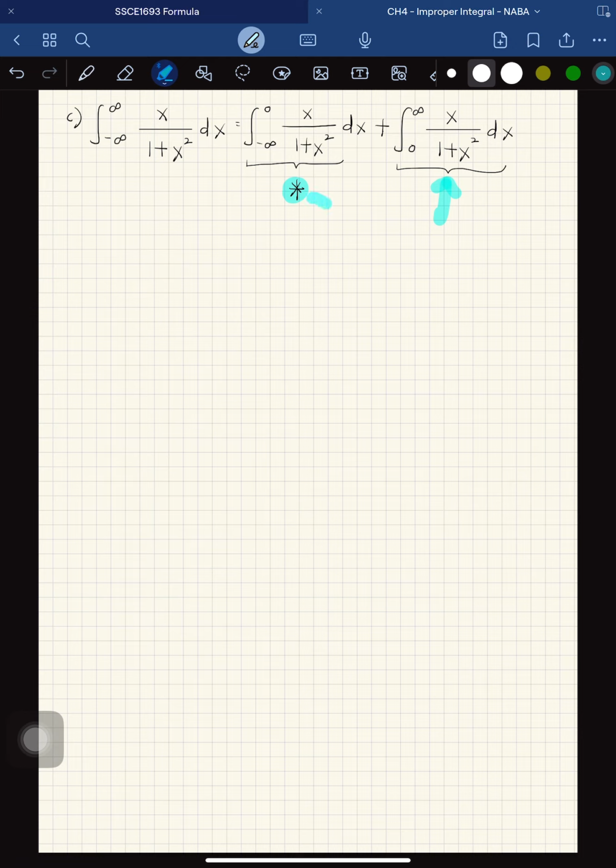But if this one converges, you need to show the other one also, and if both converge, then you can conclude this improper integral converges. Now, let's say I want to solve this term. I need to apply the limit as t approaches negative infinity of the integral from t to 0 of x over 1 plus x squared dx.